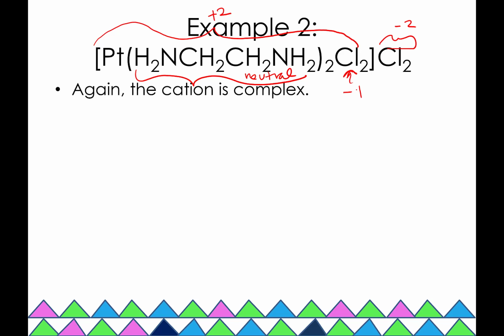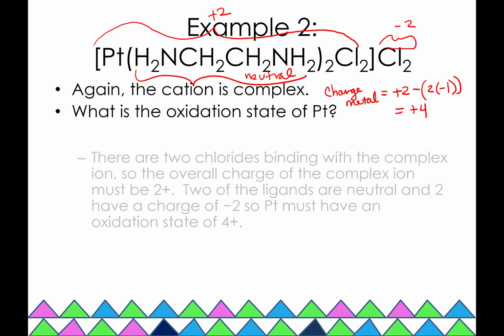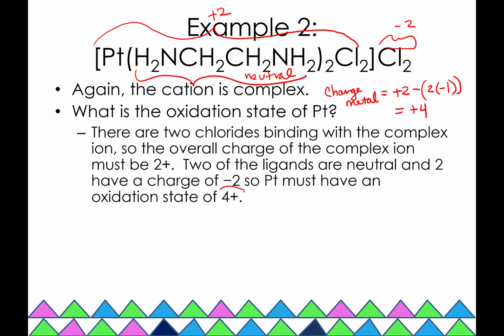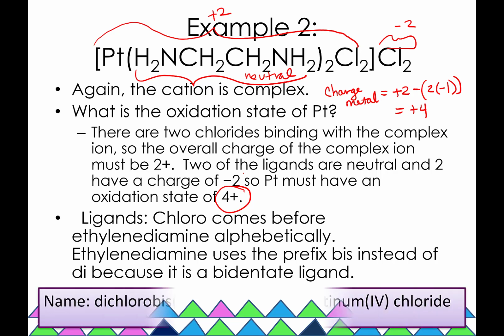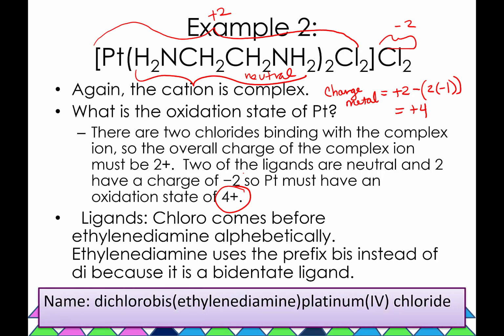So the charge of our metal ion, we can say, is the total charge, which is +2, minus the 2 times our -1 from our chloro ligands. So the charge of our metal is +4. So the oxidation state of platinum is +4. And when we're naming this, chloro comes before ethylenediamine alphabetically. So if we're going to name this, then we would just go ahead and say dichloro.